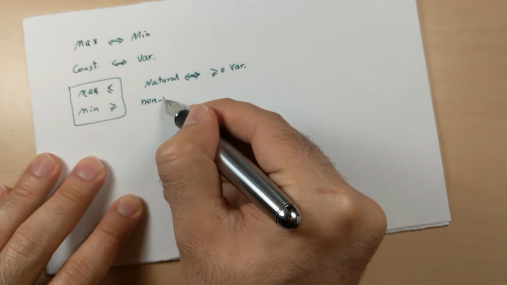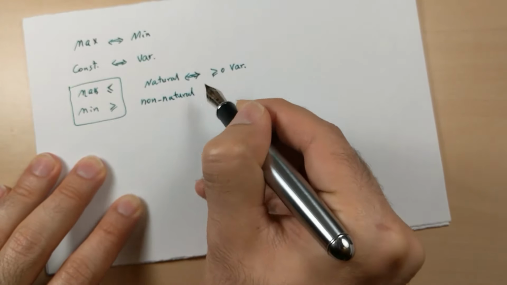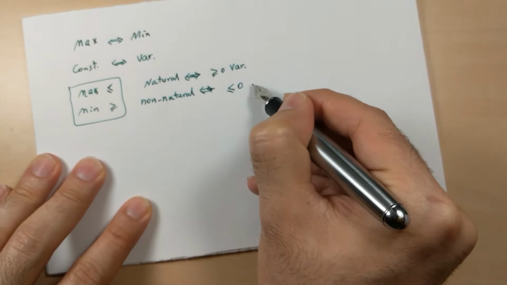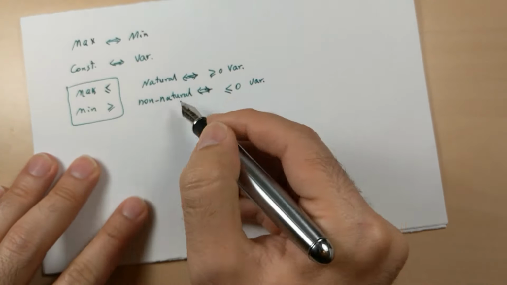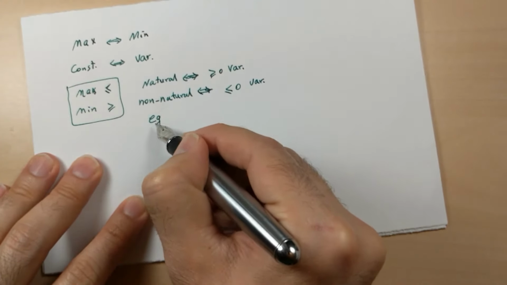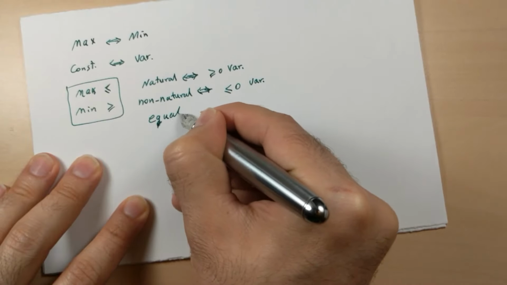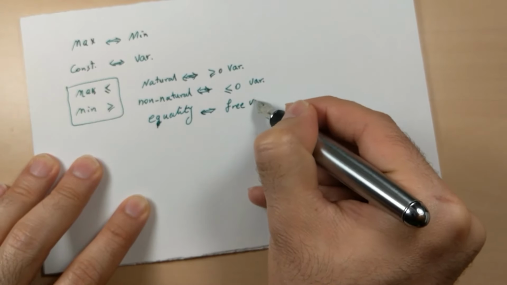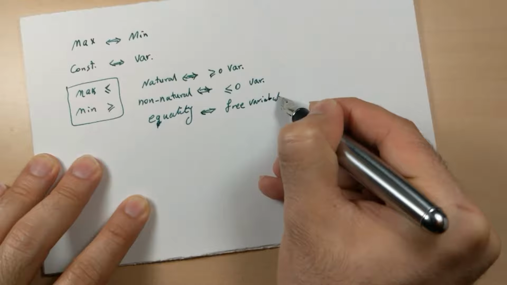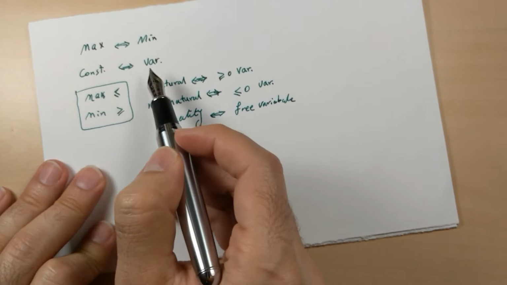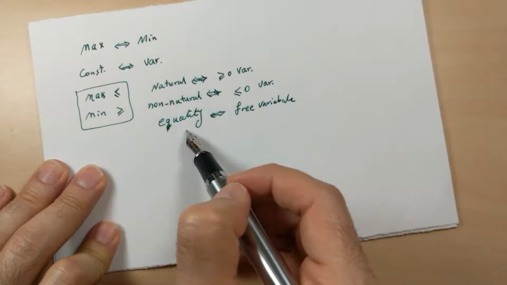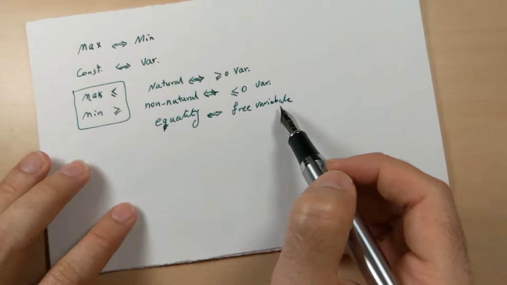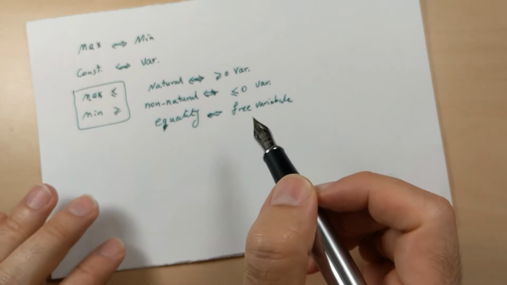If you have a non-natural constraint in the primal, then you will have a less than or equal to variable in the dual. If you have an equality constraint, then in the dual you will have a free variable. So for each constraint you will have a variable. Look at the direction of your constraints in the primal to find out what kind of variable you have in the dual. That's it. So let's solve an example.